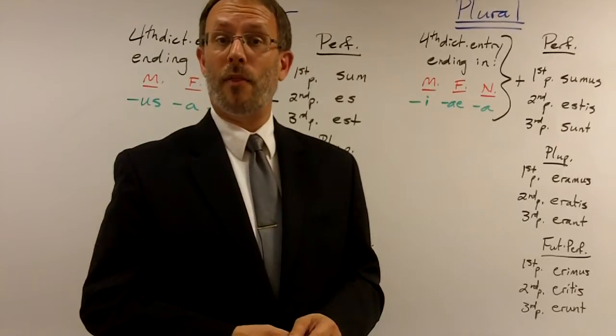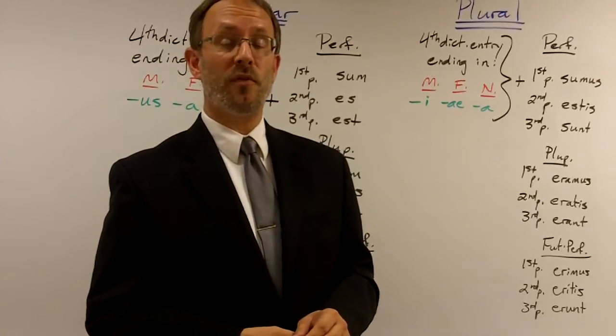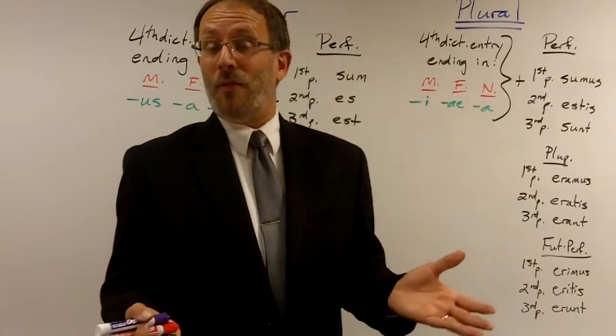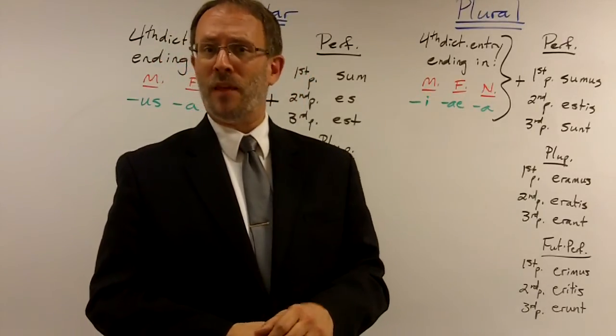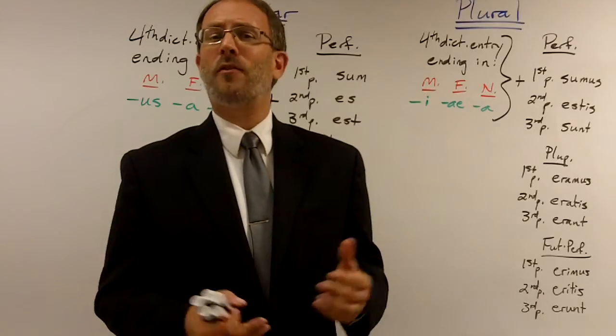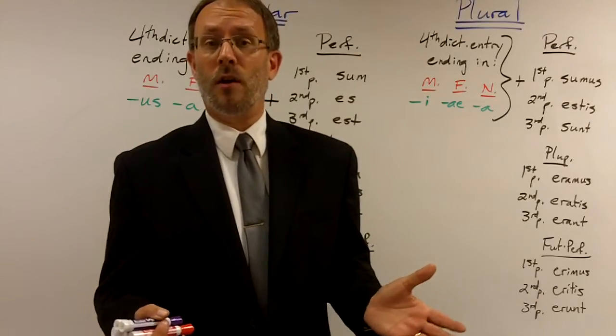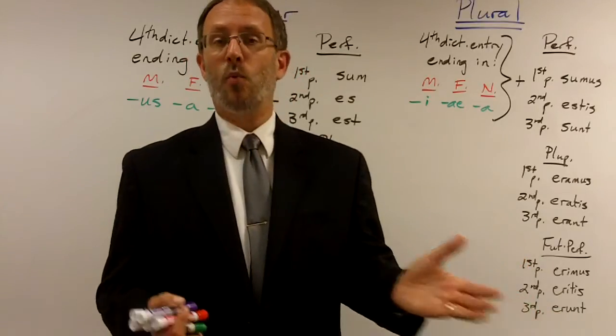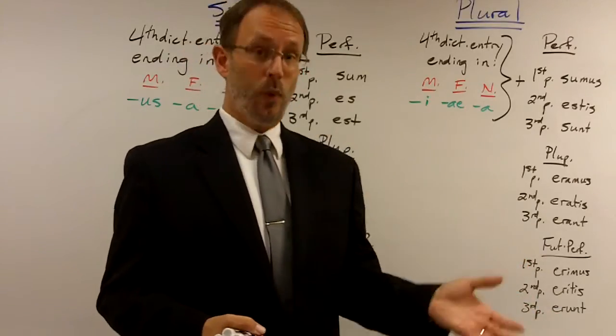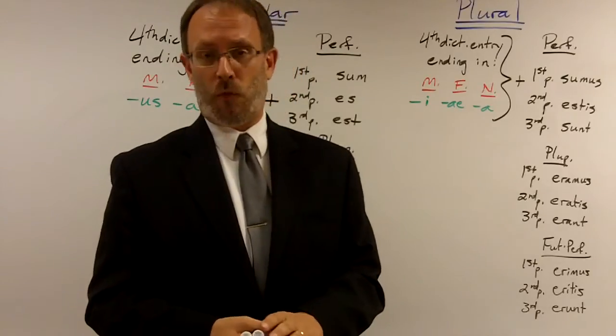Today we want to talk about the passive voice for the perfect, pluperfect, and future perfect tenses. And the great thing is we finally get to use the fourth dictionary entry for something. Think back to the beginning of the year. You've been memorizing verbs with four parts all along. Amo, amare, amavi, amatus. Right? Video, videre, vidi, visus. But we've never really used that fourth part for anything.